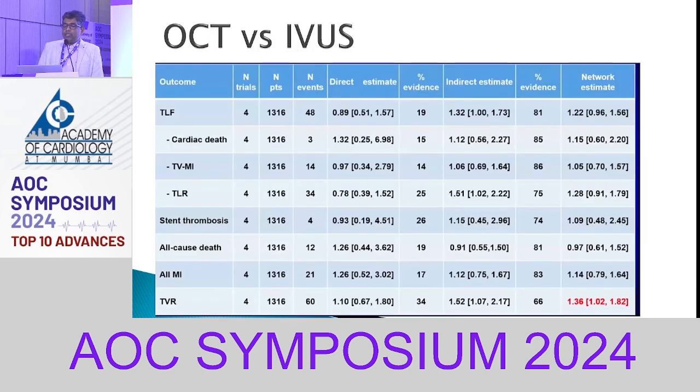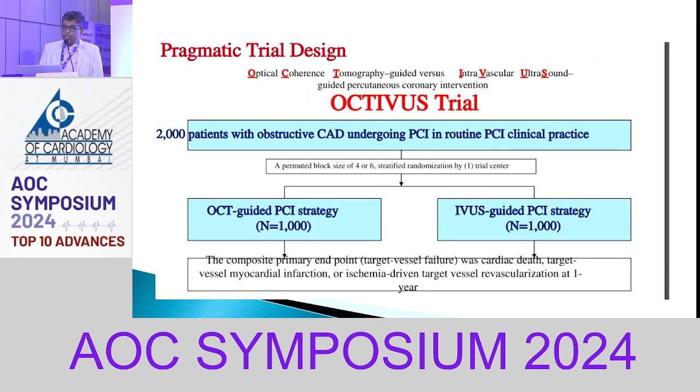In the same meta-analysis, they compared OCT versus IVUS. There are 4 trials which were comparing OCT versus IVUS. Almost equal results. If you see, there was not much difference except for TVR, where IVUS was a little better than OCT in this meta-analysis. But overall, it's an equivalent result for OCT versus IVUS.